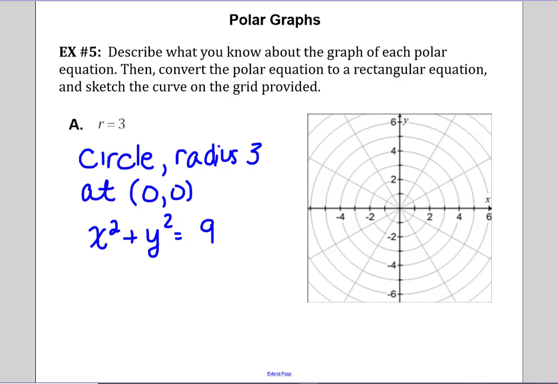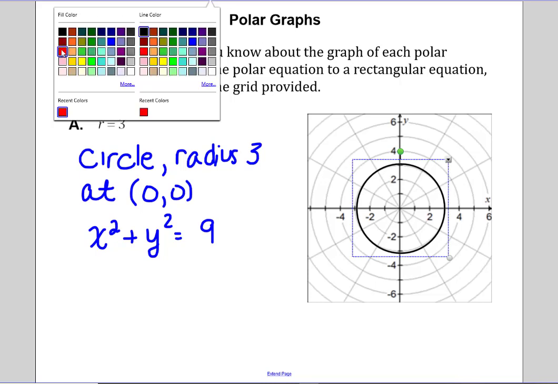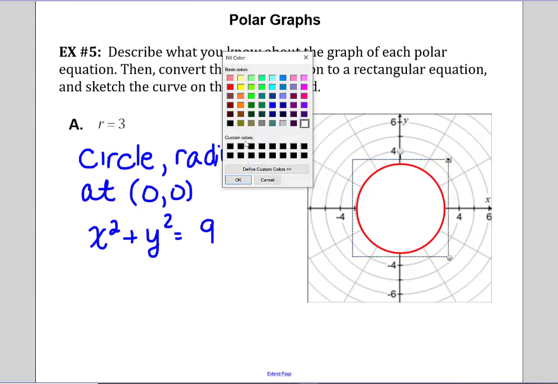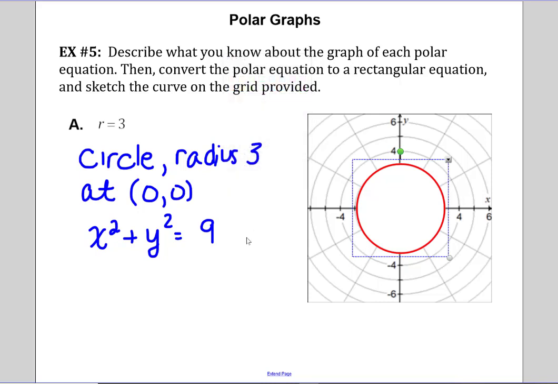And drawing that picture, with a radius of 3, we'd have this image here. And we could turn that to a nice bright red to show, no, we want the color of the line, not the fill color, to show that we have that circle there, centered at the origin, radius 3. So that one's pretty straightforward.